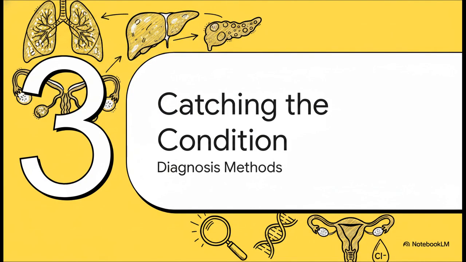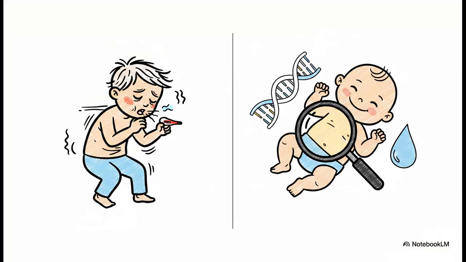Section 3. Catching the condition. With symptoms so severe and widespread, the next logical question is, how do we identify it? Historically, doctors essentially had to wait for the grim reality of severe childhood symptoms to manifest. They were looking for a classic triad: a chronic productive cough, severe malabsorption, and a failure to thrive.